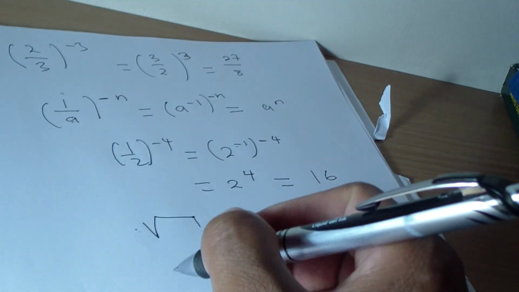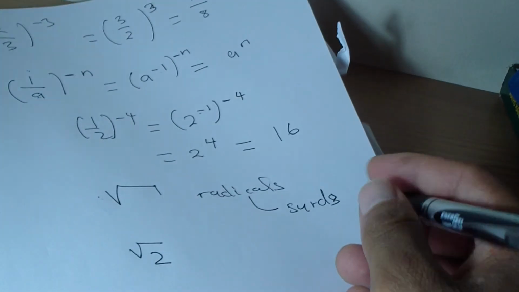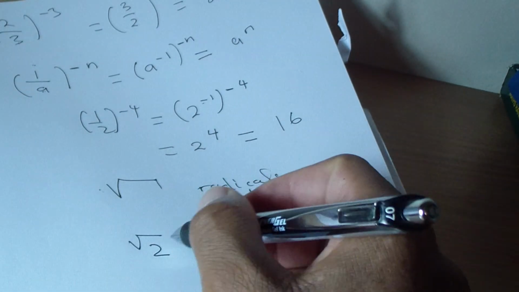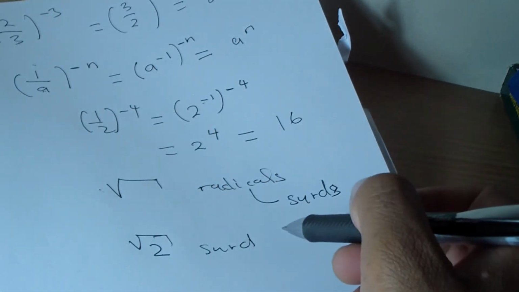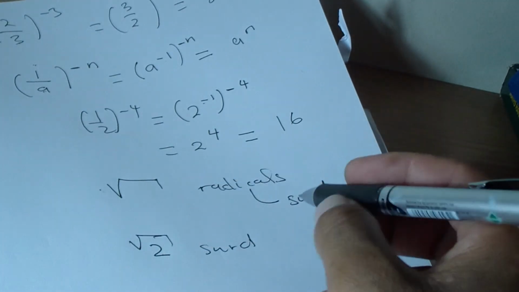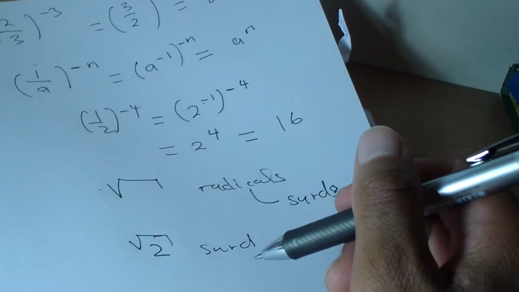Let's just say if I ask you to find the square root of 2, you can't find that, so we then call this a surd. We cannot simplify the square root of 2 without the use of your calculator, and it's going to give you a decimal fraction there. So in this case, we leave it like this and call it a surd.